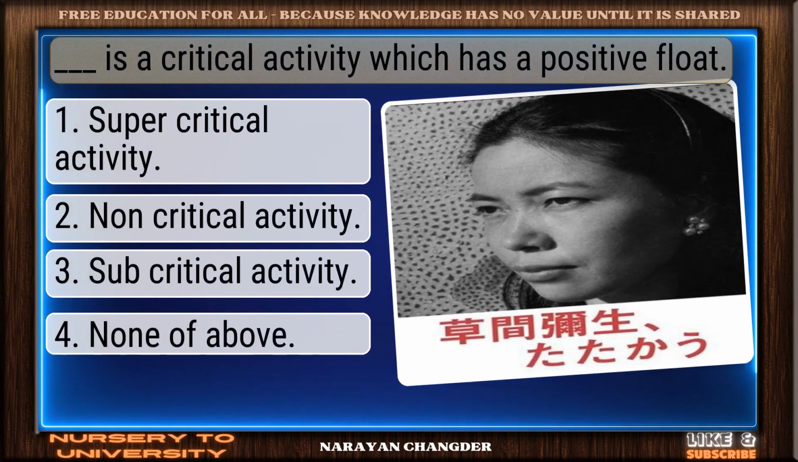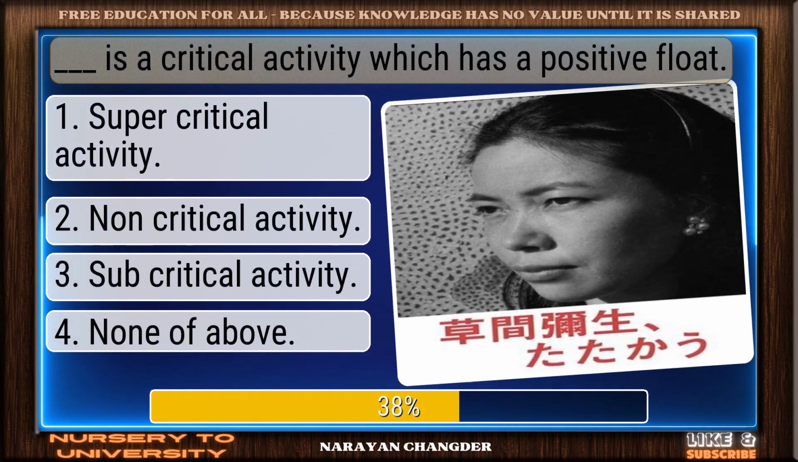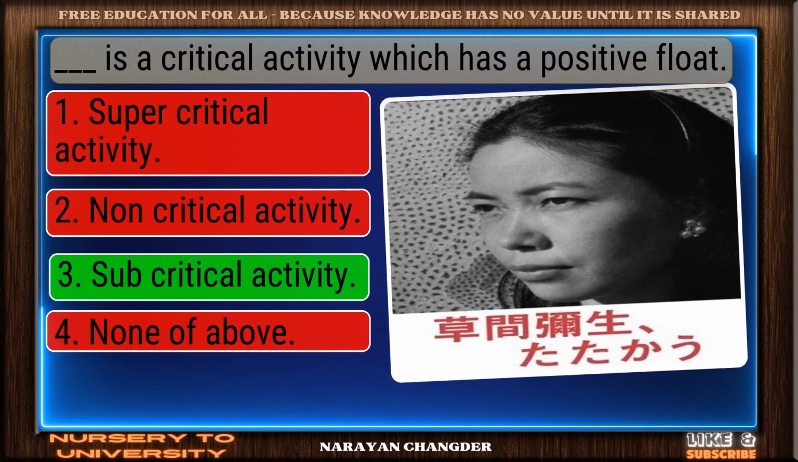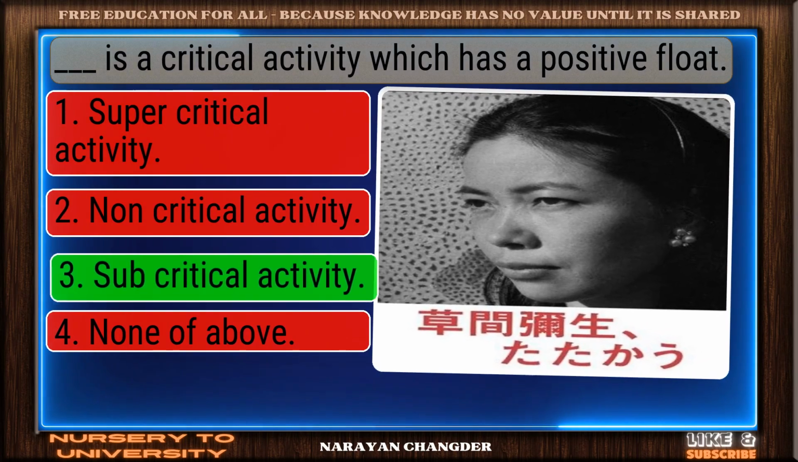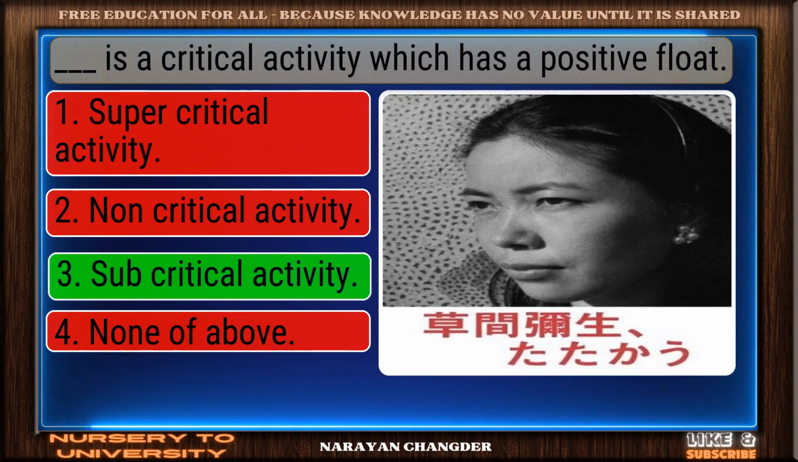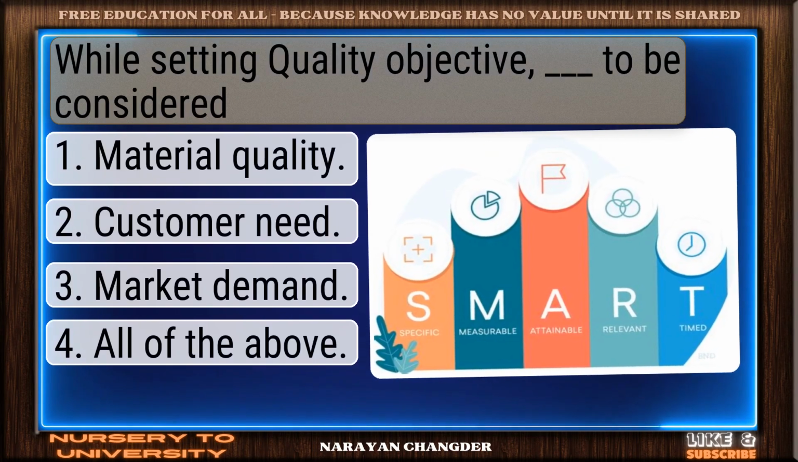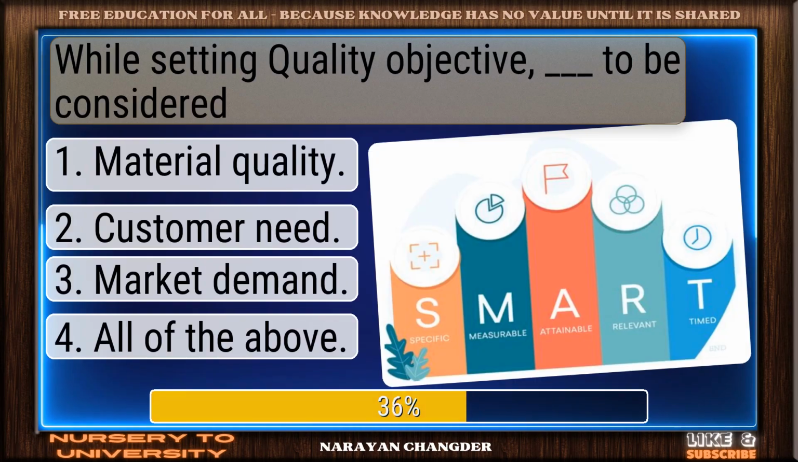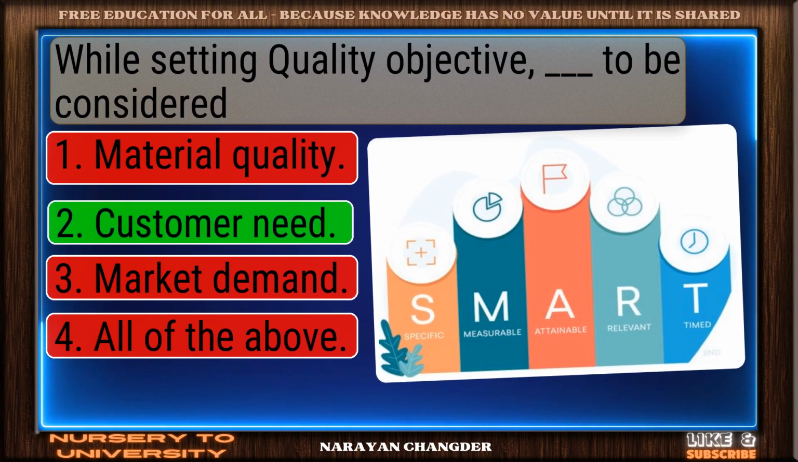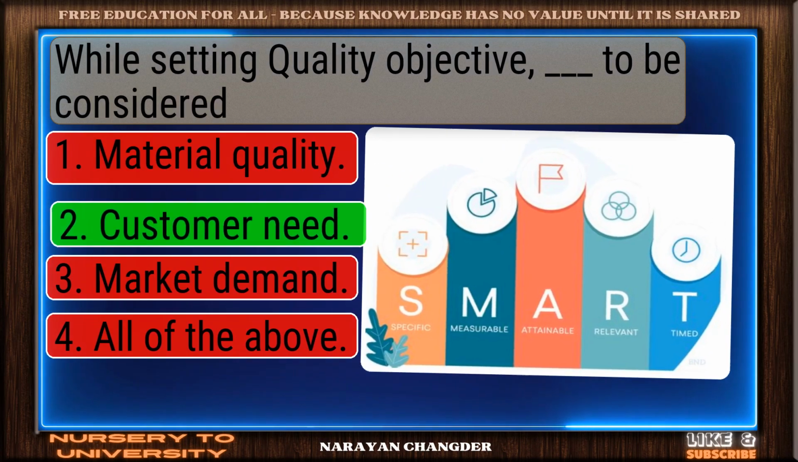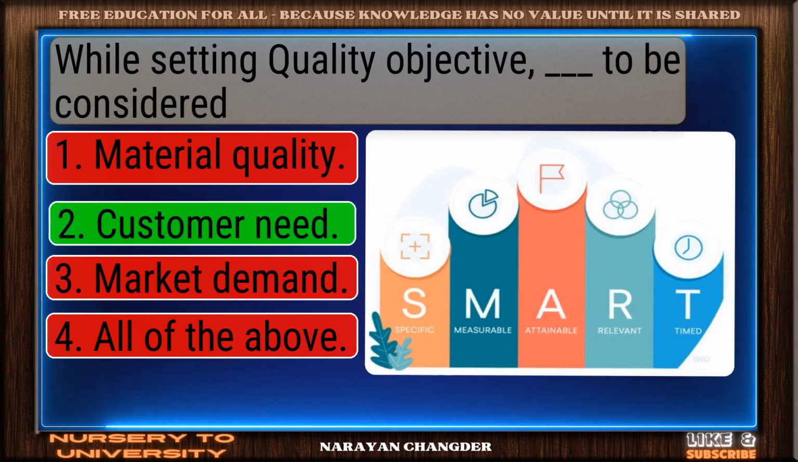Dash is a critical activity which has a positive float. You're right. Subcritical activity is the correct answer. While setting quality objective, dash to be considered. Great thinking. Customer need is the right choice.